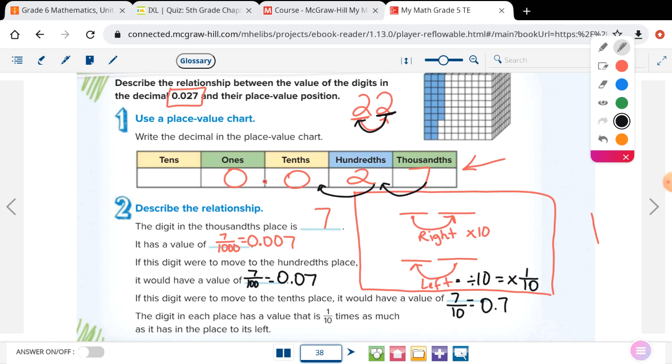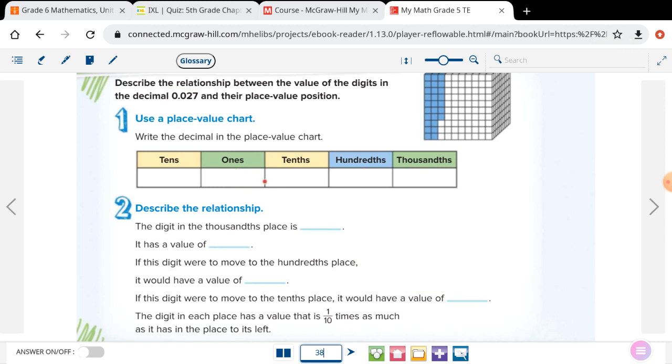Okay, and then it says the digit in each place has a value 1/10 times as much as its place to its left. And we can see that. Each one, the value got a little bit less, because we're moving to the left. Okay, now look over on the right side. This is more like what our problems are going to look like tonight.